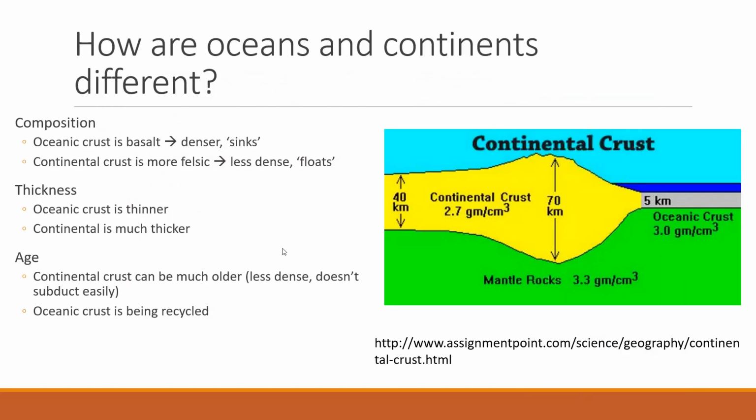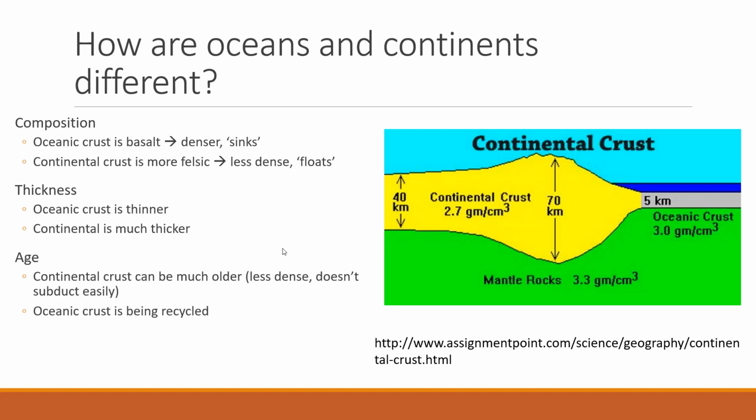So the oceans and the continents are quite different. The composition is going to be different, which is going to lead to all the other differences. So the oceanic crust is made out of basalt. It's denser. It sits lower than the continental crust. The continental crust is much more felsic, which is another term for granitic. It is less dense, so it will sit higher. The oceanic crust is much thinner. The continental crust is much thicker. This also has to do with the density, that they balance each other out.